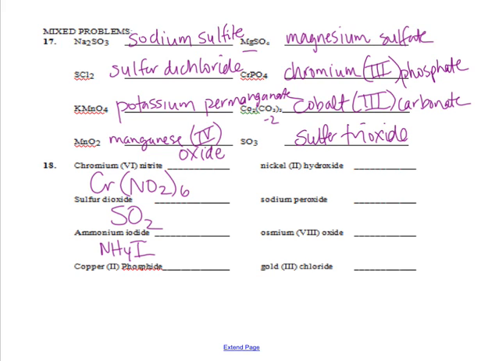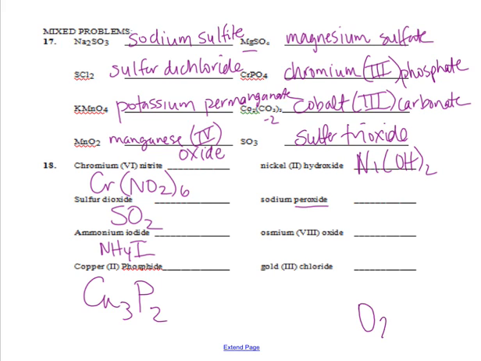Copper 2 phosphide. Copper has a plus 2. Phosphide, is that a polyatomic? No, it's just a P. IDE. So we get it from there. And what's its oxidation state or its charge? -3. So I have a Cu what? Cu3P2. Nickel 2 hydroxide. Nickel has a plus 2. Hydroxide has a -1. So what's my formula? Good. Ni(OH)2.